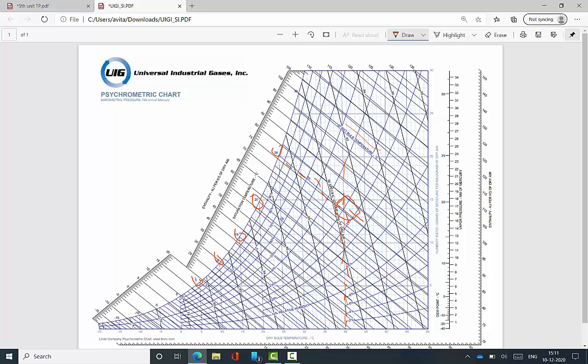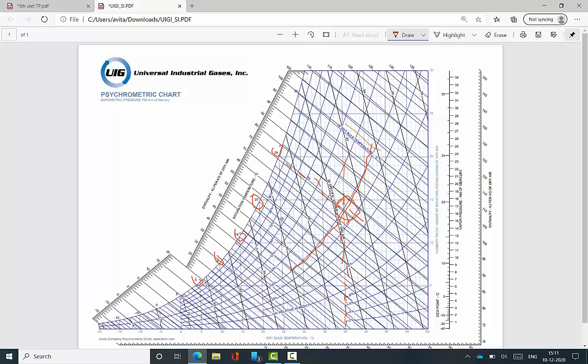From that solution point, what is the curve? This curve represents the relative humidity. These inclined curves, starting from the bottom to the top, are relative humidity lines. Already I said. Therefore, the curve passing through the particular point is our solution. That value is nearly 30%.